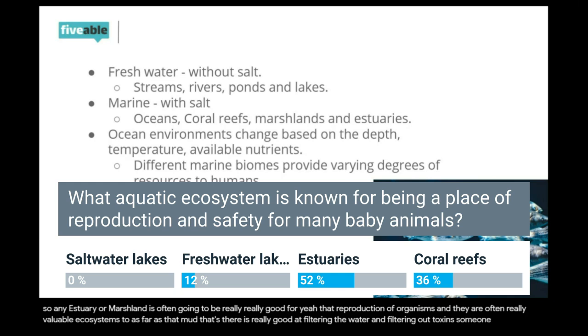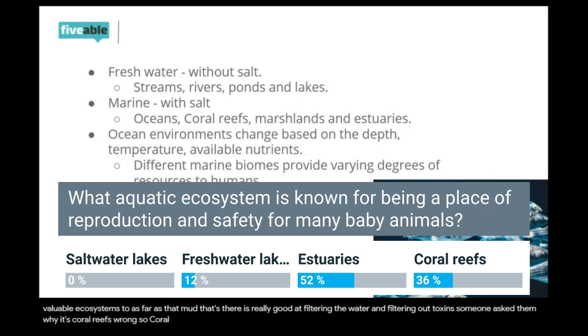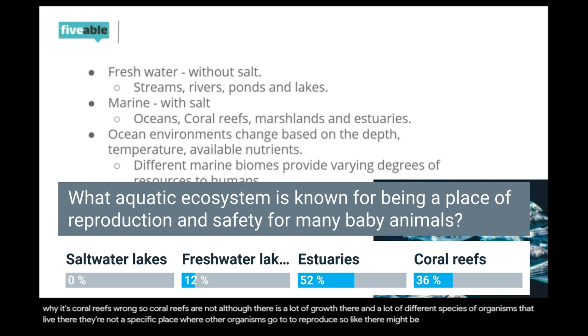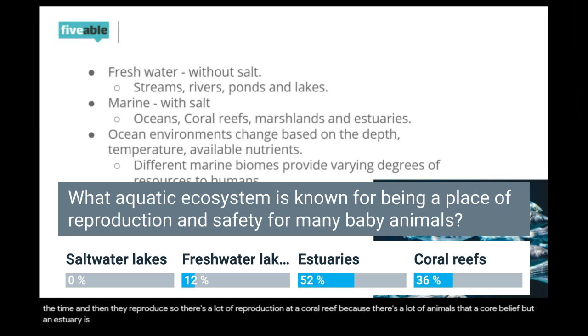Oh, I saw someone ask why coral reefs are wrong. Although there is a lot of growth there and a lot of different species that live there, they're not a specific place where other organisms go to reproduce. There might be clownfish that live there all of the time, and then they reproduce. So there's a lot of reproduction at a coral reef because there are a lot of animals. But at an estuary, animals will specifically go there to have their babies.